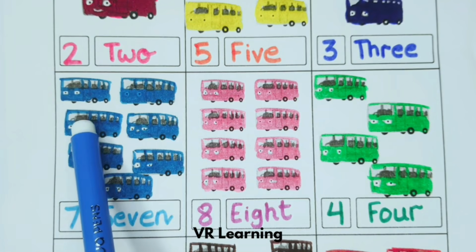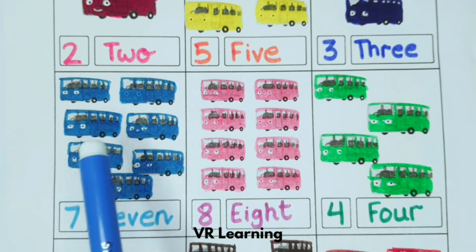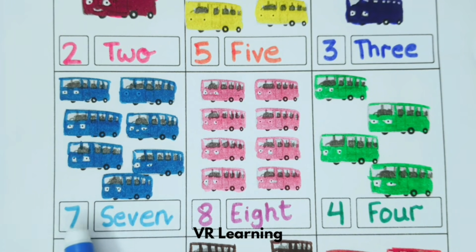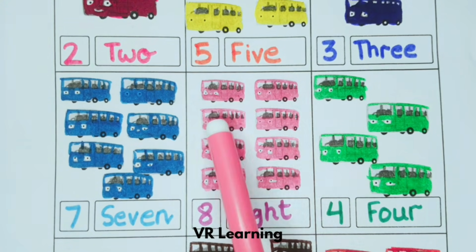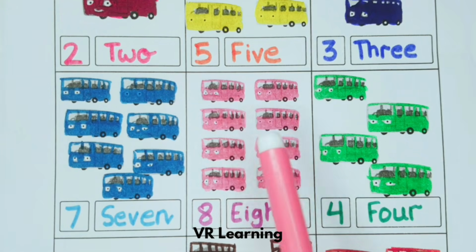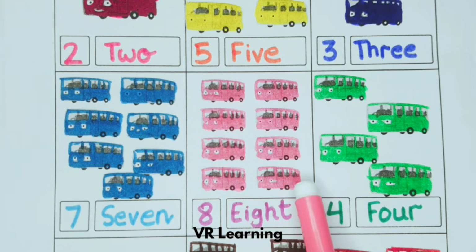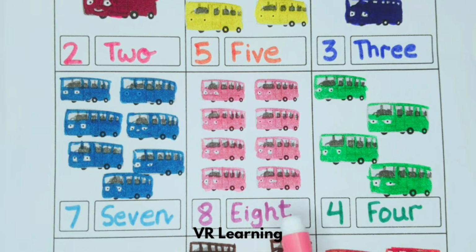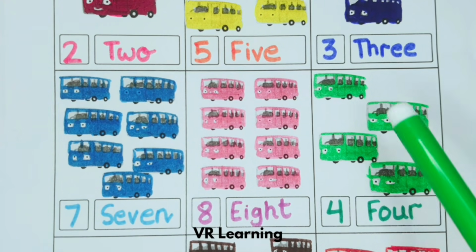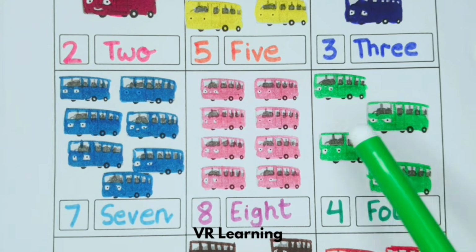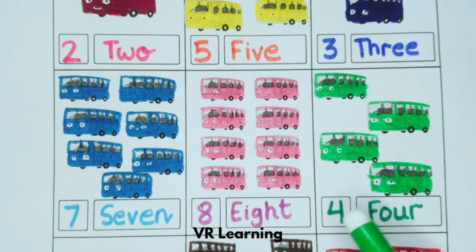1, 2, 3, 4, 5, 6, 7. SEVEN 7. 1, 2, 3, 4, 5, 6, 7, 8. EIGHT 8. 1, 2, 3, 4. FOUR 4.